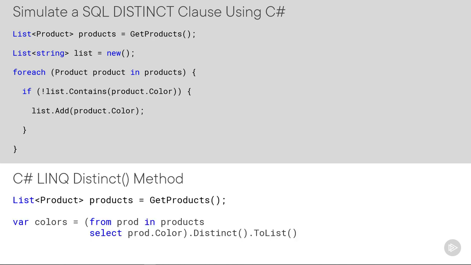We can also do the same thing with LINQ. As you can see here, I would get the list of products, and then from prod in products select prod.color, apply the Distinct method, and then do a ToList to make sure it's a real list of strings. Now we're going to learn how to do these and many others as we move throughout this course. I'm just trying to give you a little bit of an overview right now.